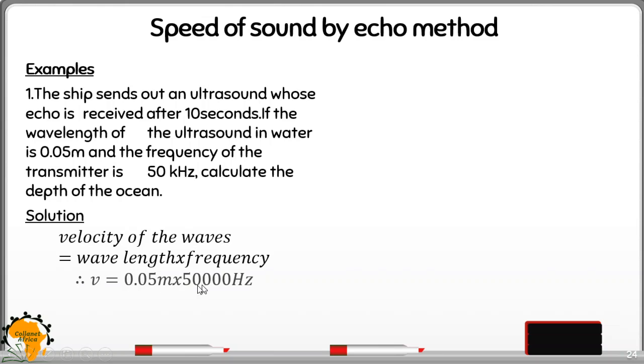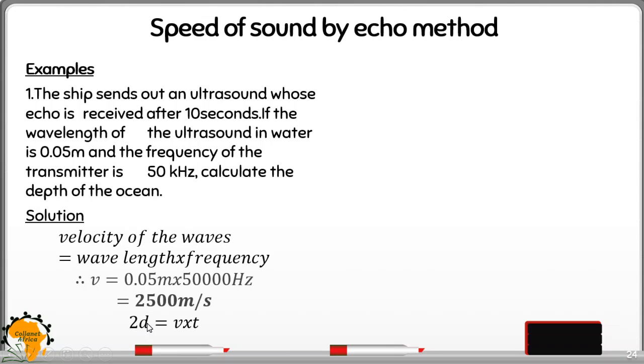Now we just substitute our values. The wavelength is given as 0.05 meters. The frequency is 50 kilohertz, so it is 50,000. When you multiply, you get that the velocity is 2,500 meters per second. But the question is asking about depth, so we proceed.